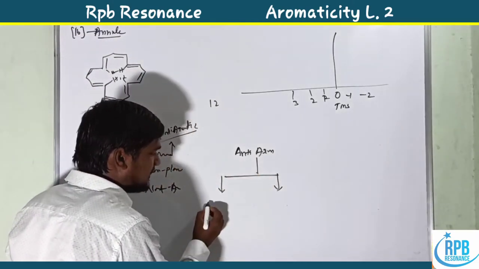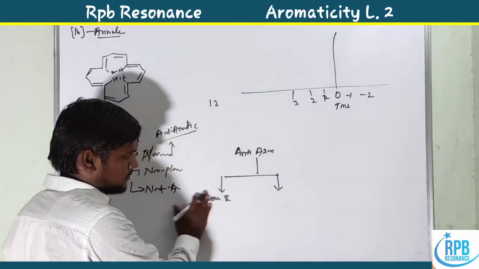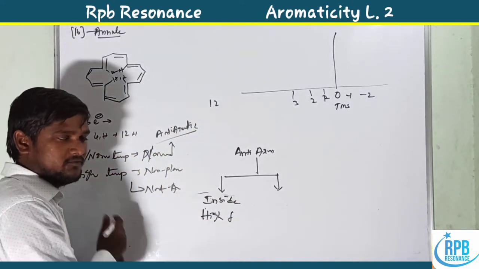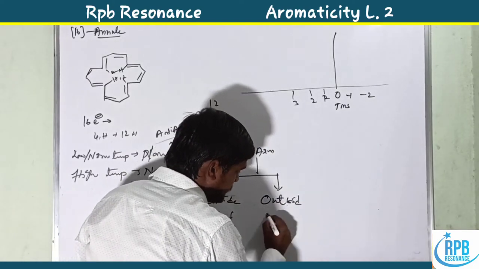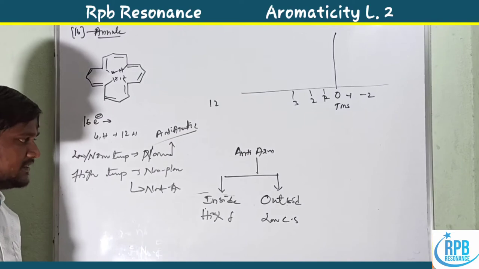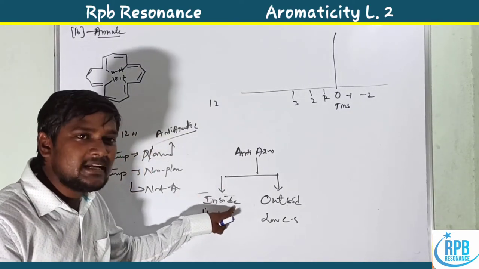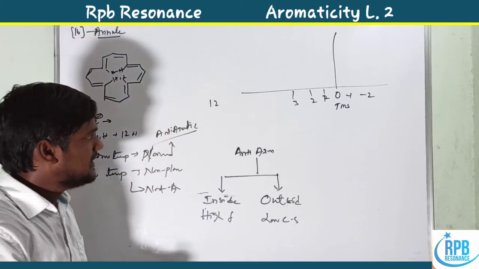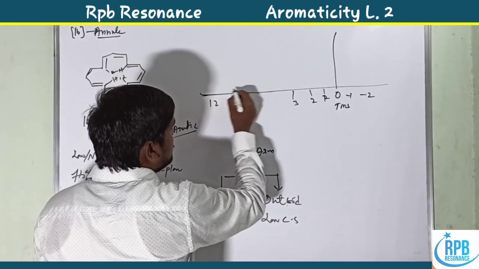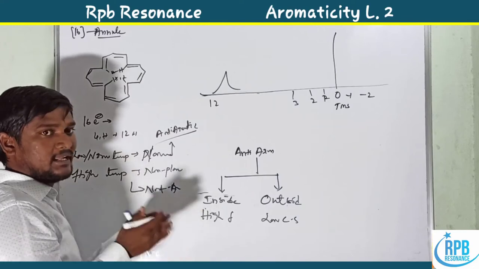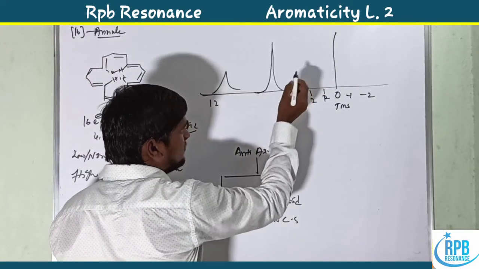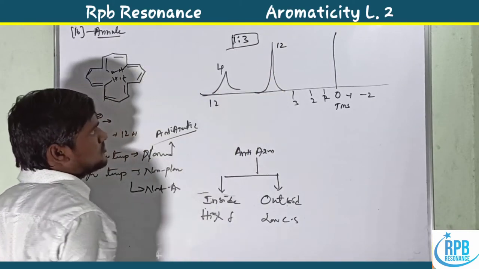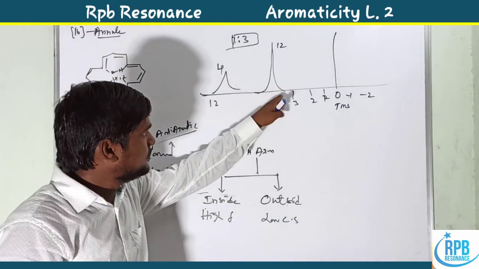In the anti-aromatic system, the inside protons have a high chemical shift value, very downfield, while the outside protons have a low chemical shift value. That means four protons will appear somewhere here at the higher chemical shift, and the 12 protons will appear over here. So here it is 4, here it is 12, approximately a 1:3 ratio. 4 is the higher chemical shift value and 12 is the lower chemical shift value.